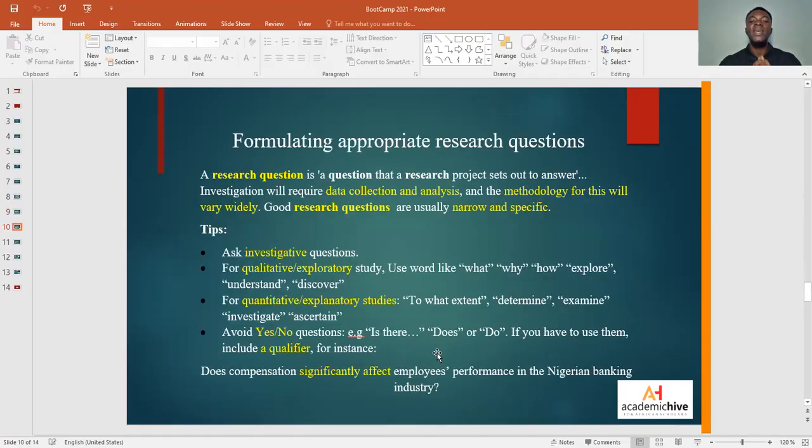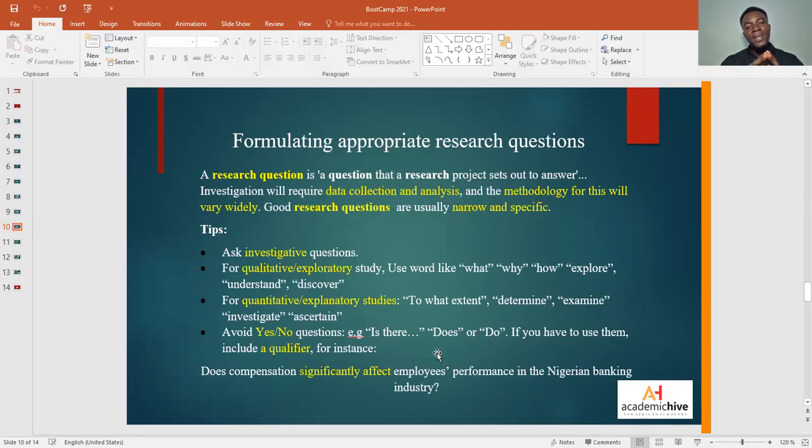That's formulating appropriate research questions. Research questions are questions that your study is set out to provide answers to. It is a set of questions that you want to answer as a consequence of your study. To do this, you need to collect and analyze data. Good research questions should be narrow and specific. They should not be generalistic.